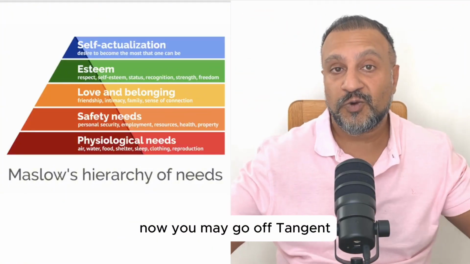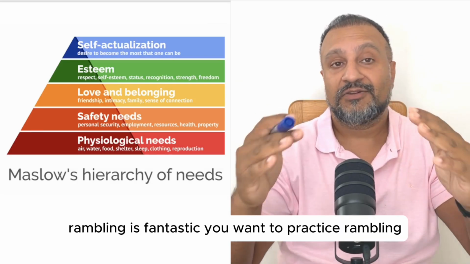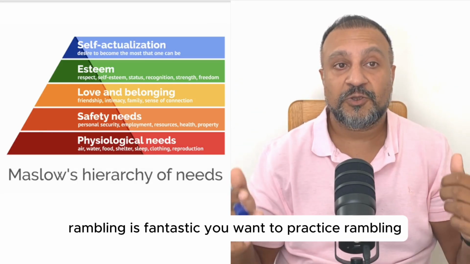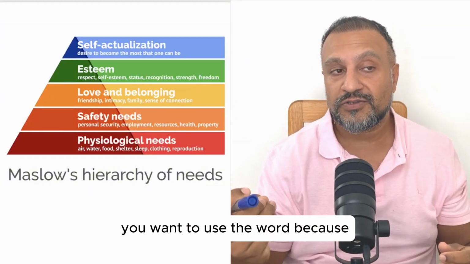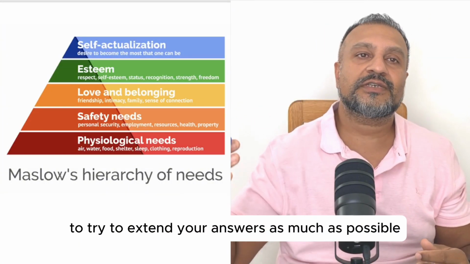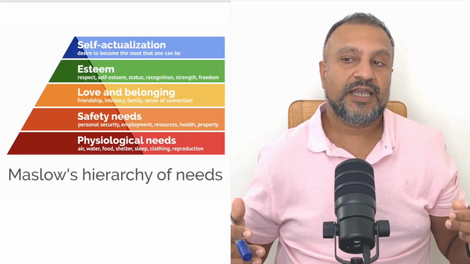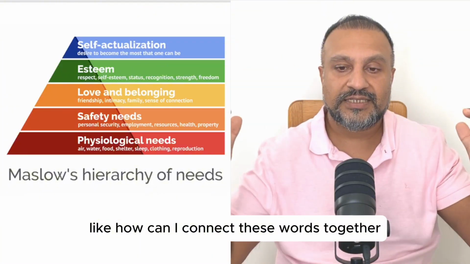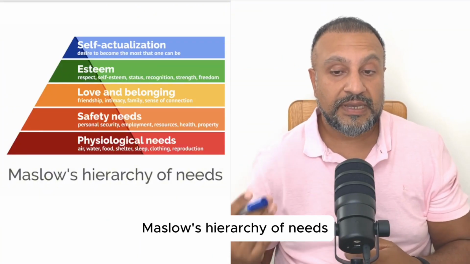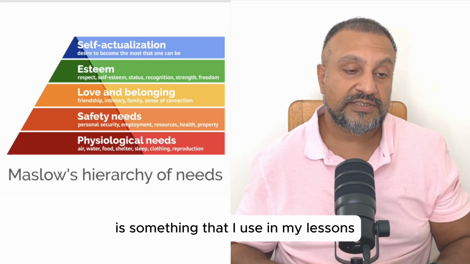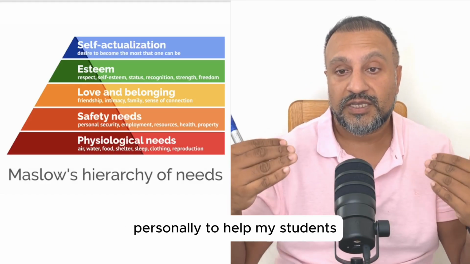Now, you may go off on a tangent. An informal word is to ramble. Rambling is fantastic. You want to practice rambling. You want to use the word because to try to extend your answers as much as possible. And see it like a game. See it like, how can I connect these words together? So talking about Maslow's hierarchy of needs is something that I use in my lessons personally to help my students.